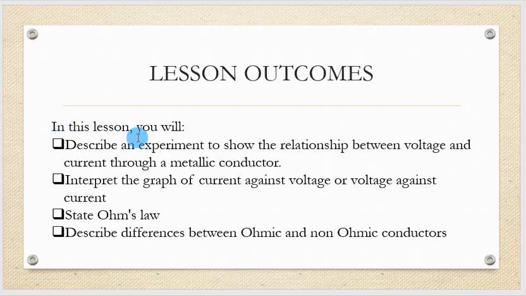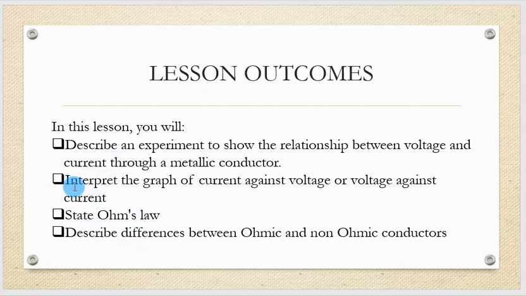Okay, so we said we should describe an experiment to show the relationship between voltage and current through a metallic conductor. So we did that. We looked at the experimental setup and how it is done. Then we said we should be able to interpret the graphs of voltage against current or current against voltage. So we were able to look at the graphs and we compared the ohmic and non-ohmic conductors.